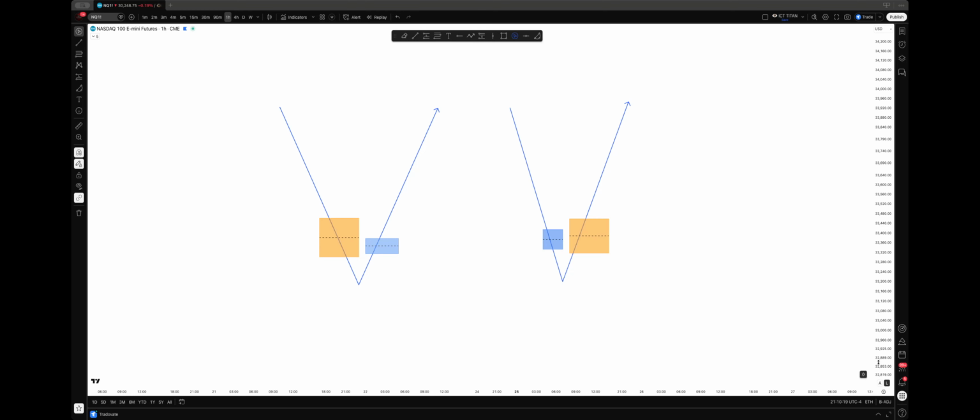Okay, now over here, first one, say this orange box is a sell side imbalance, which is a CB. This blue box is a BC.